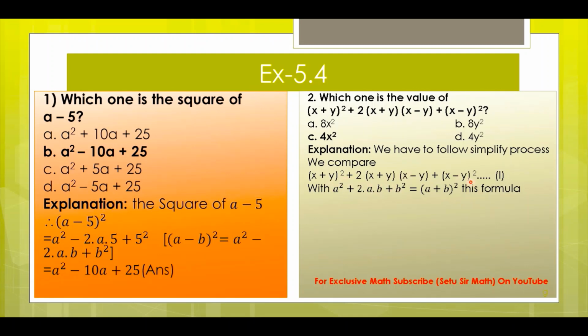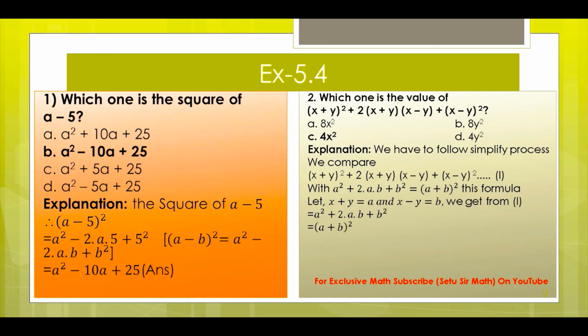This is the formation. You can see the same thing: a square plus 2ab plus b square equals a plus b whole square. So now let x plus y equal a and x minus y equal b. Then we write instead of x plus y, a, and instead of x minus y, b. Then we can find a square instead of x plus y whole square, plus 2 into a into b, plus b square instead of x minus y whole square.